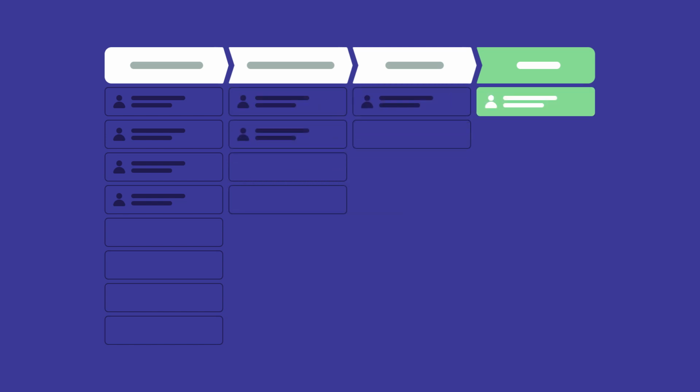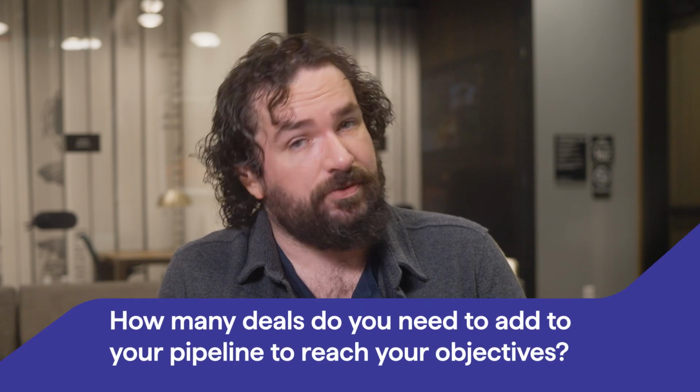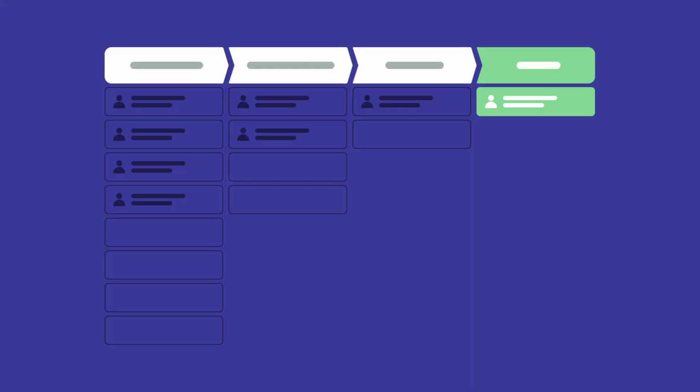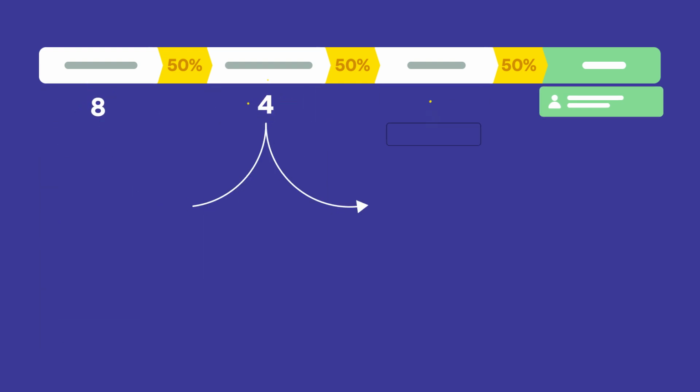This visual representation helps you track and evaluate sales activities, giving you a clear insight into how well your sales process is working and where more impactful improvements can be made to your pipeline. This provides you with the answer to an important question: how many deals do you need to add to your pipeline to reach your objectives? With a well-designed sales pipeline, you'll be able to calculate the number of deals you need early in the pipeline to meet your revenue goals.